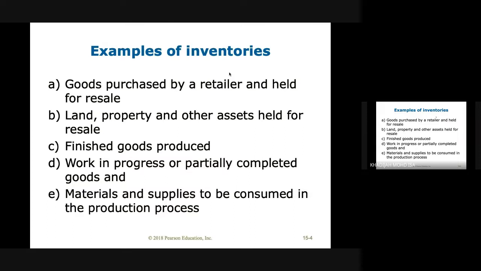And then we can also have finished goods produced, for example, in the case of a manufacturing company, or we can also have inventory in the form of work in progress or partially completed goods. This is also part of inventories, and so are materials and supplies to be consumed in the production process. For parts D and E, you will learn this in a lot more detail when you do your MAF. What is MAF? Management Accounting Fundamentals. I think you'll be doing that course next semester.